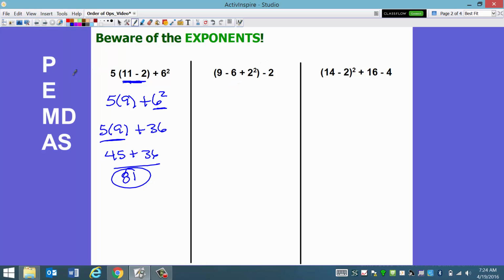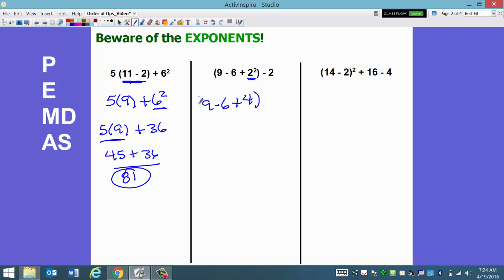Okay, PEMDAS does say to do parentheses inside. So I have a subtraction, addition, and an exponent. Which do I do first? When you have multiple operations inside of the parentheses, you have to follow the order of operation rules. You have to follow PEMDAS inside the parentheses. And PEMDAS says to do exponents first. So my 2 squared is going to be 4, and I'm going to write everything else the same.